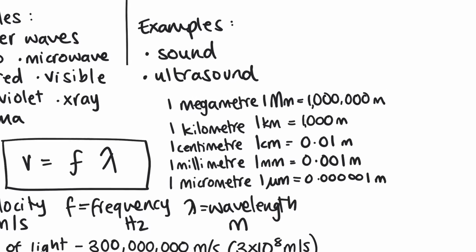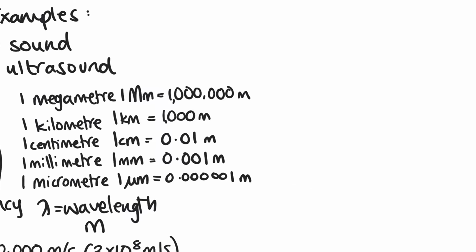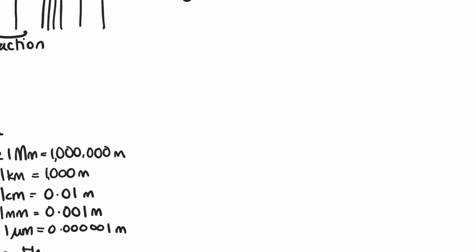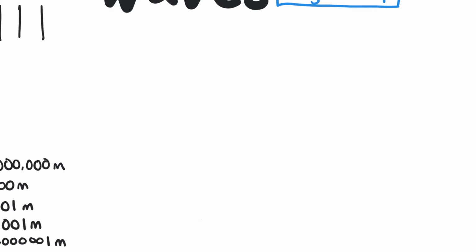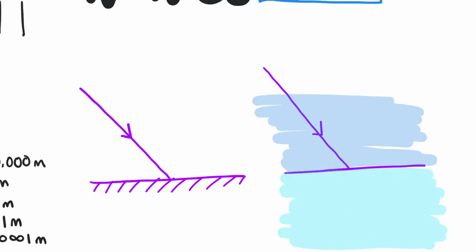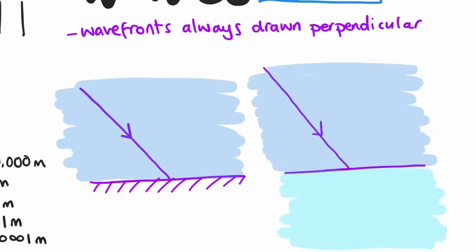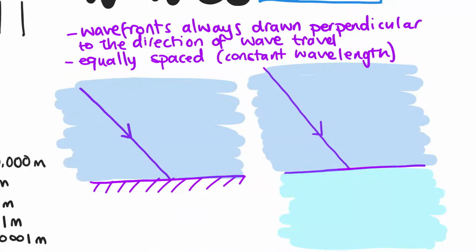Okay, this next little section we're going to look at is how we can show waves on a diagram using wavefronts. So this bit applies to GCSE Physics only, and I'll be using purple for it. What I've drawn on here on the left hand side is a water wave that is travelling towards a wall. It's travelling towards a boundary. Now the line with the arrow is representing the direction of the wave.